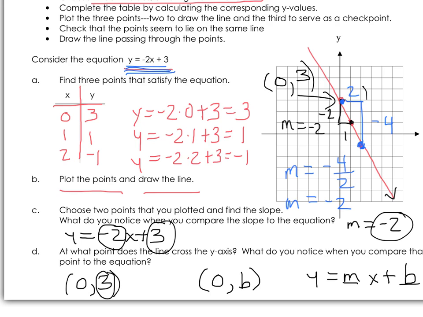It is the y value. X is 0 if a point is on the y-axis. X is 0 and y will be whatever that number is at the end by itself.